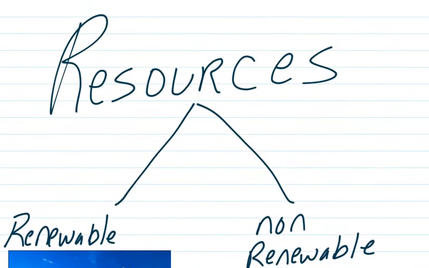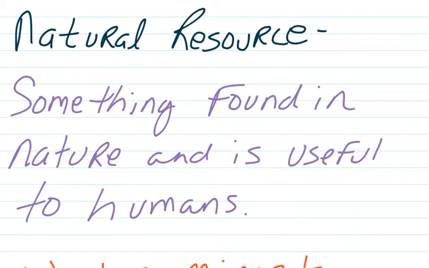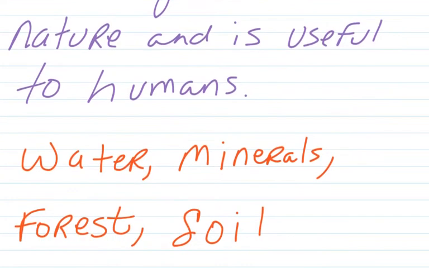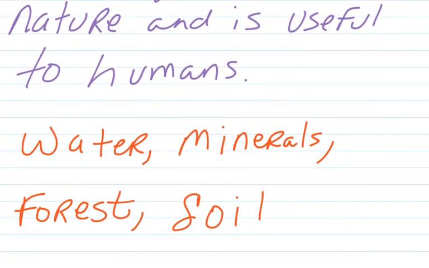Now, let's talk about it and let's look at some vocabulary. Now, a natural resource is something that is found in nature and is useful to humans. And some examples of that are water, minerals, a forest, and soil. Those are things that are useful to humans. If we want to, we can even add things like wind.